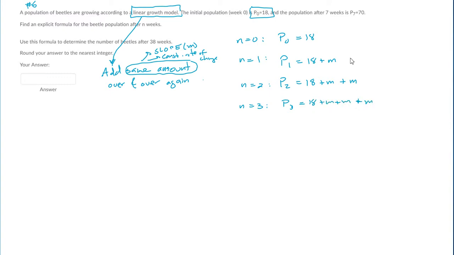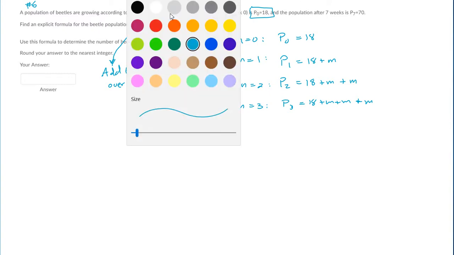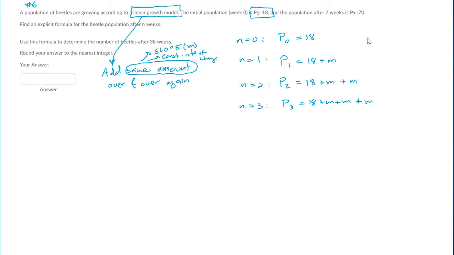Okay? So we can, of course, shorten this, as we've seen before, by using multiplication. Let's look at this guy first. This is 18 plus what? 3 copies of m? This is 18 plus 2 copies of m. This is 18 plus 1 copy of m. And if you want, you can even think of this as 18 plus 0 copies of m, because there's no m's here. So we notice what the pattern is, right?